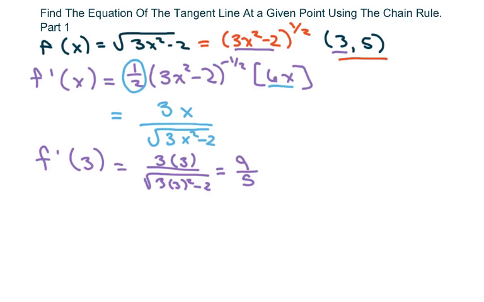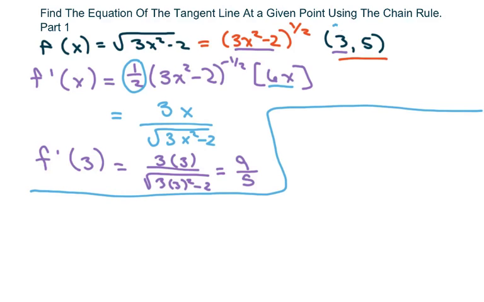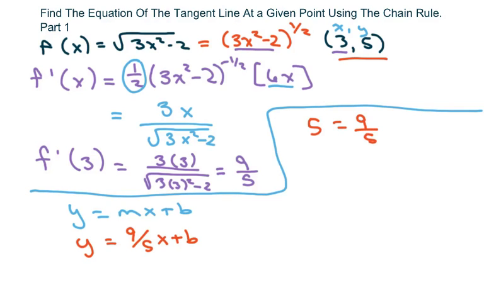Now for the tangent line, you're just doing like you would do in Algebra 1. You have your x and your y. And I'm just going to write y equals mx plus b. I plug in my slope. Then I'm going to plug in my x and y to solve for b. So you get 5 equals 27/5 plus b.